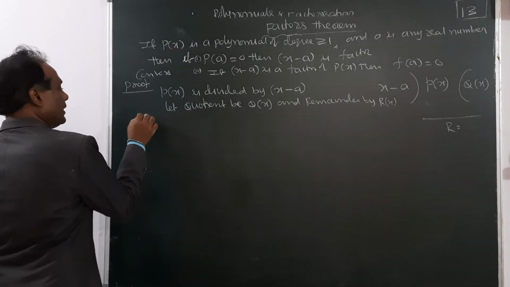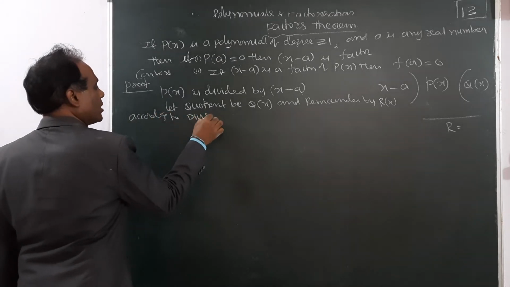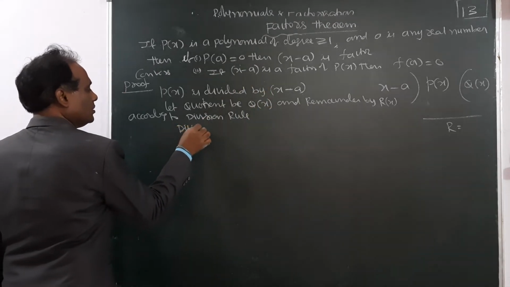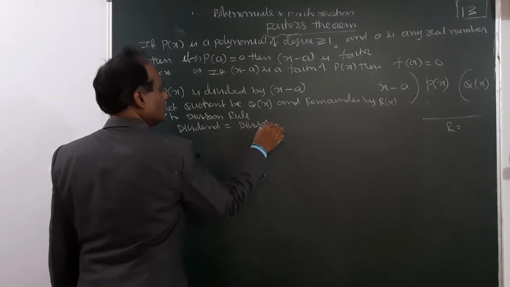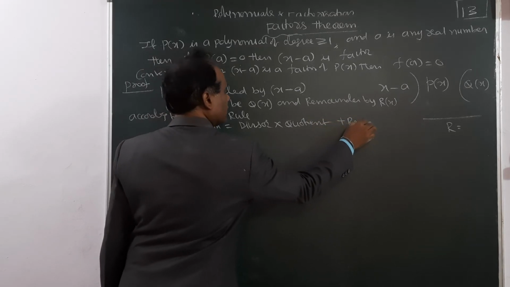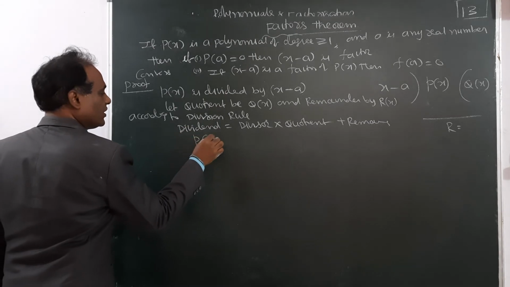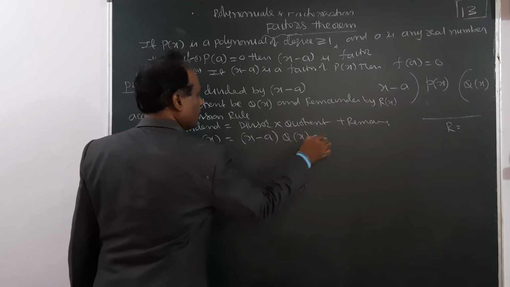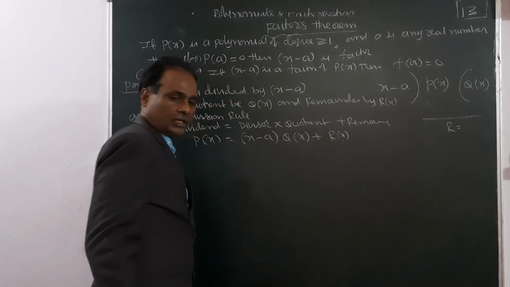Then according to the division formula, the division rule, the dividend is equal to divisor into quotient plus remainder. This is the division rule. Dividend P of x is equal to divisor x minus a into quotient q of x plus remainder r. Write down up to here.